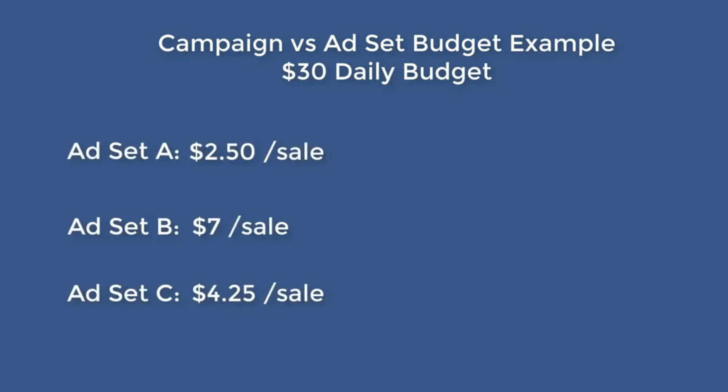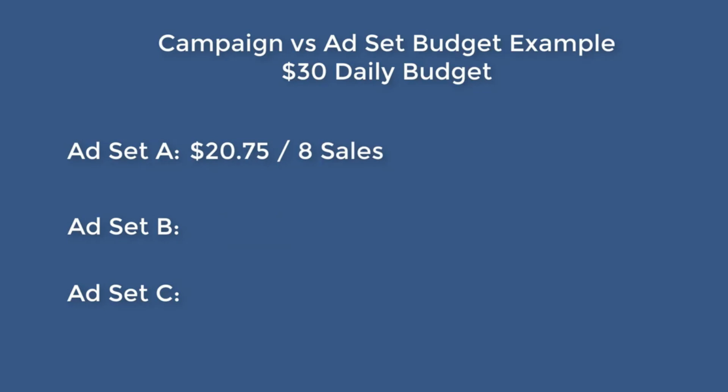Let's assume for a second that we're in the learning phase with our original cost per result numbers. You would expect Facebook to spend your budget accordingly. Ad set A, $20.75, giving you 8 results. Ad set B, $4.25, getting 0 results. Ad set C, $5, 1 result. So why did Facebook spend $4.25 on ad set B and $5 on ad set C?